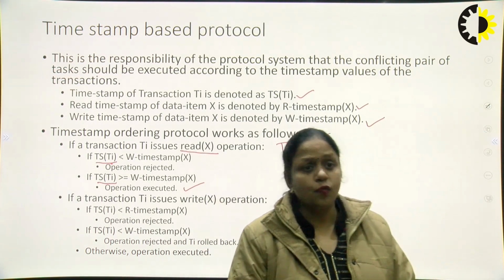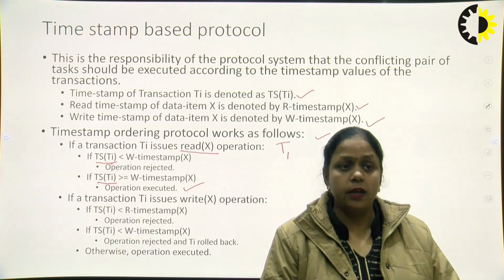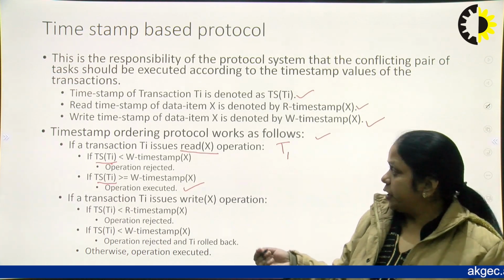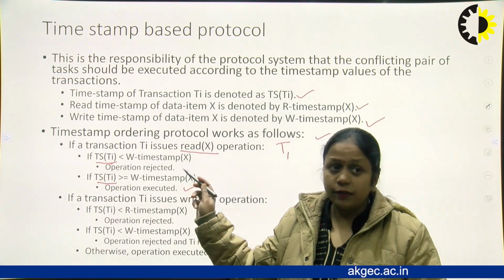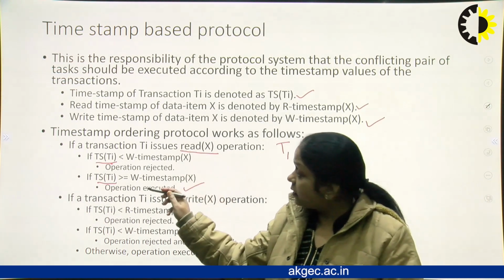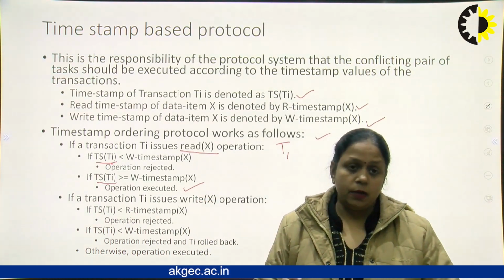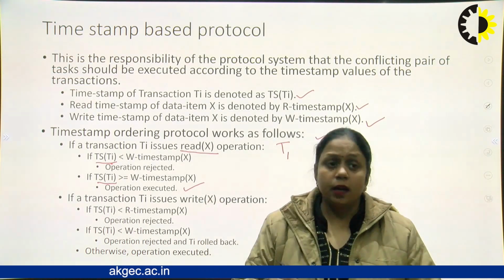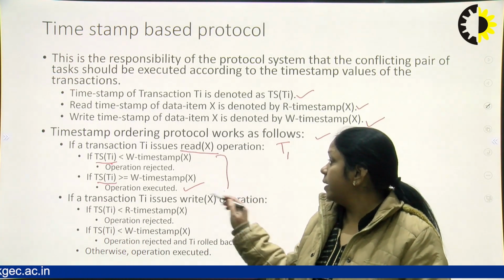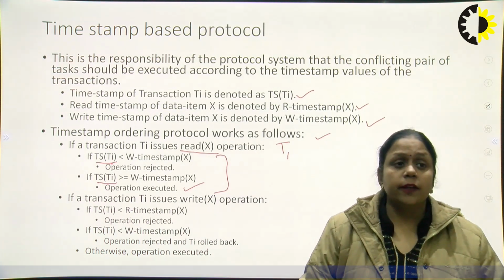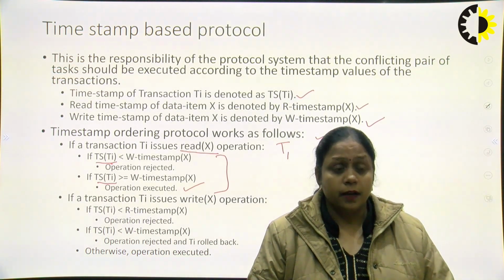If a particular transaction wants to perform the read operation, read X, then we check this condition. If the timestamp value of Ti is less than the write timestamp value, then it will not be allowed. If it is greater than the write timestamp value of X, then only the operation will be executed. So we will not allow older read operations in this case. By the help of these rules, we cannot allow older read operations from a transaction.